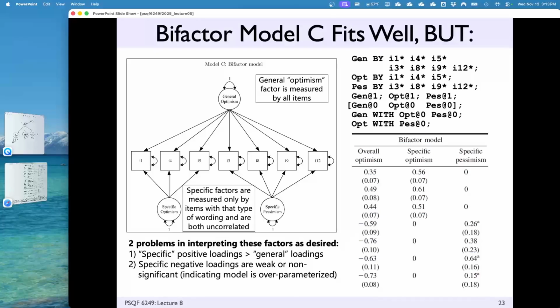Right? So bifactor models, they're somewhere between fool's gold and amazing.